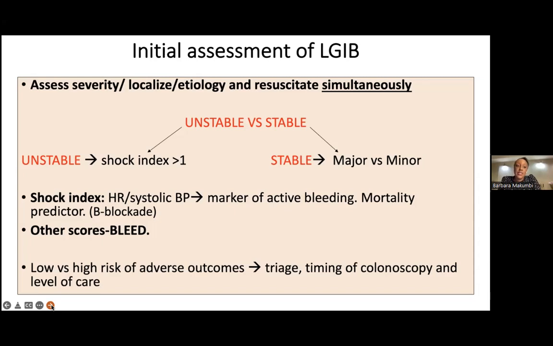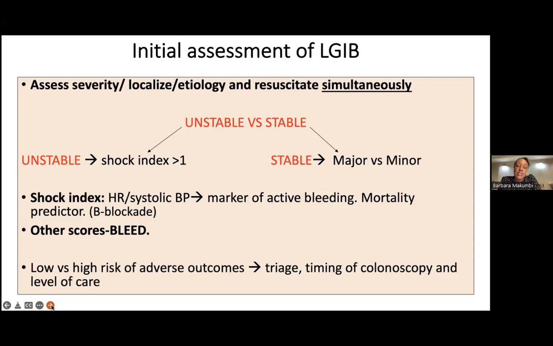In an unstable patient, you can use a shock index score. The shock index score, I think that was the BSG guidelines or the AGA guidelines, highlighted the importance of this, where you look at the heart rate of the patient divided by the systolic blood pressure.